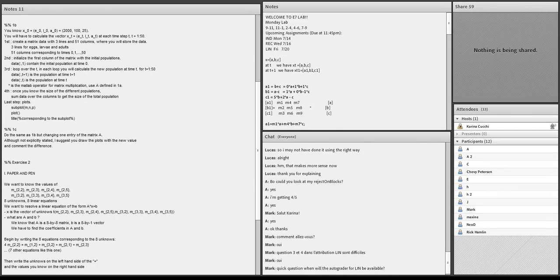Then the second step is to use the backslash operator in MATLAB to resolve the system of linear equations, and this will give you X directly. And remember that X is your vector of unknowns, so it's M22, M23, M24, M25, M32, M33, M34, M35. So by using the backslash operator, you will know all these entries, and the last thing you have to do is fill the matrix M with the corresponding values of X, and this will be your output argument.